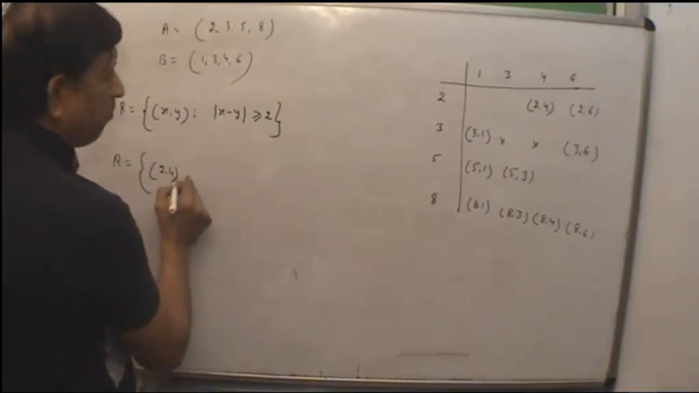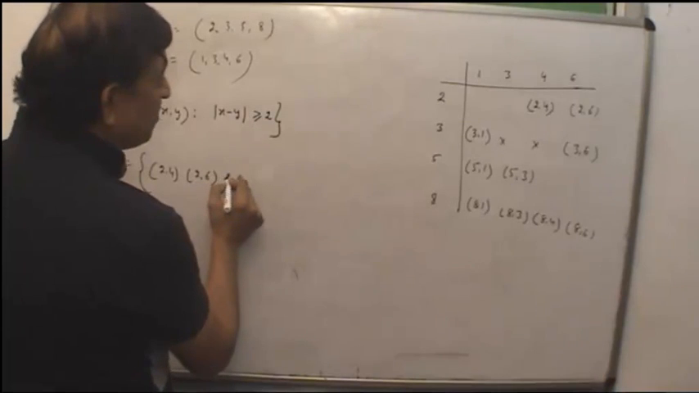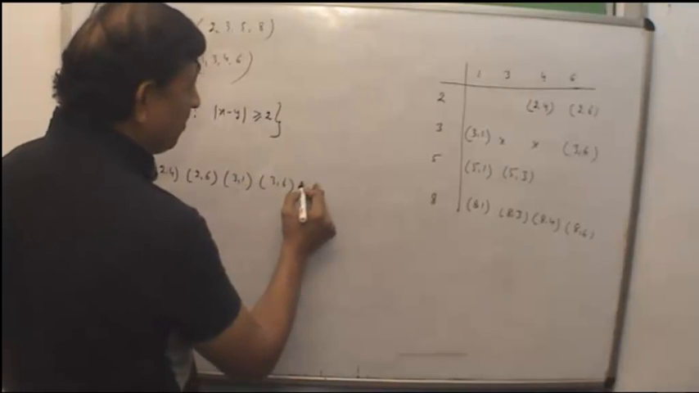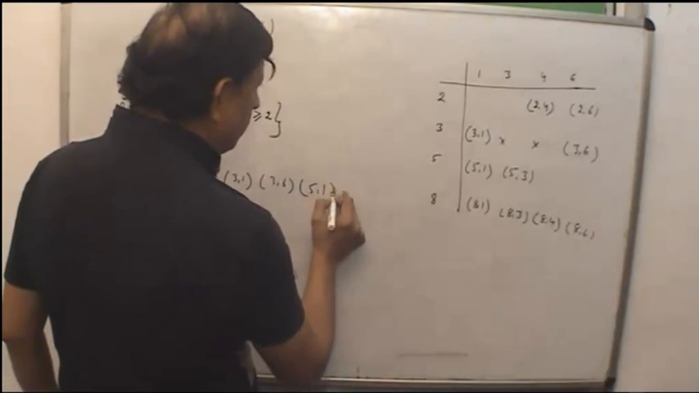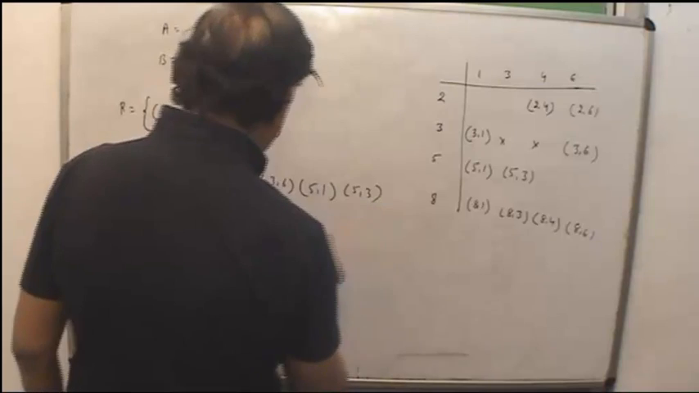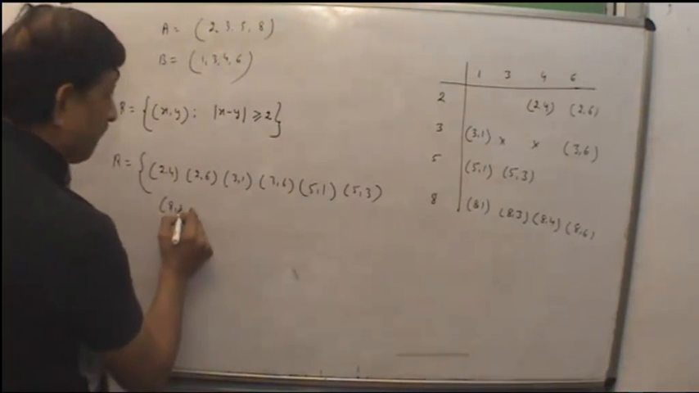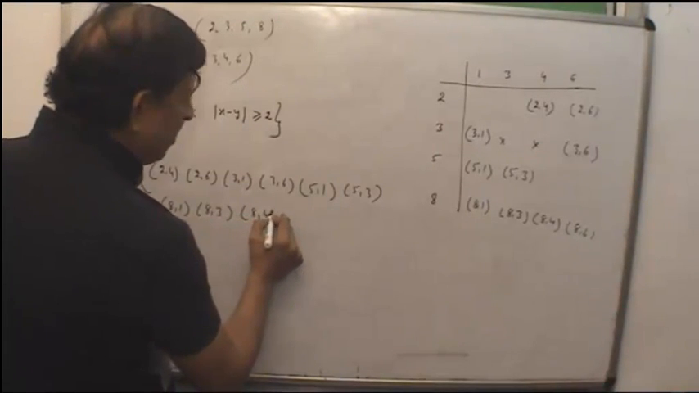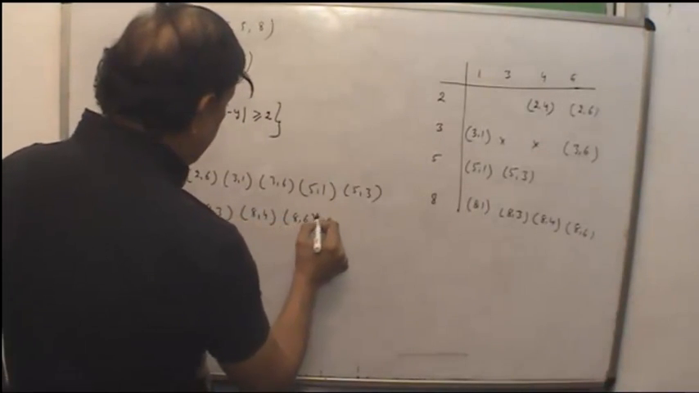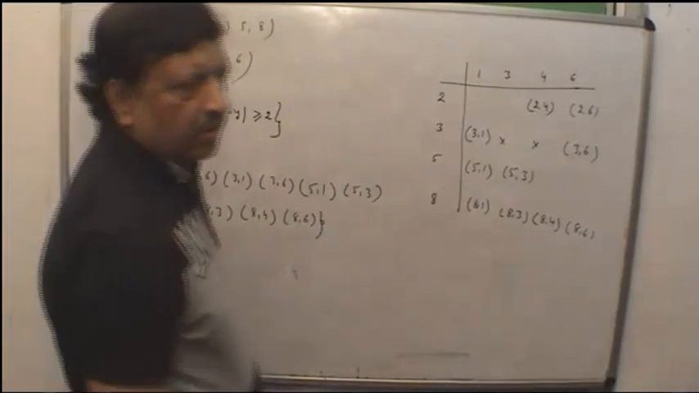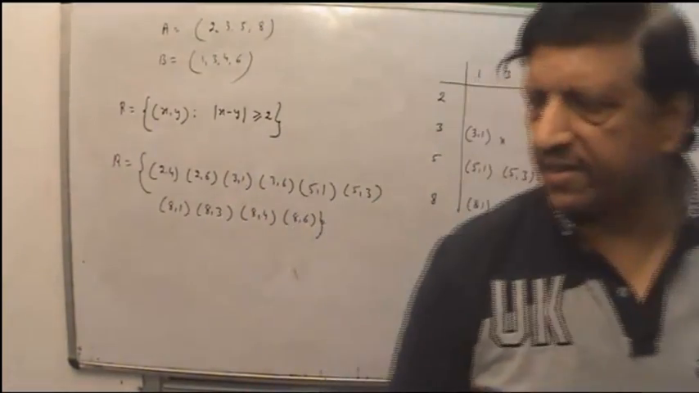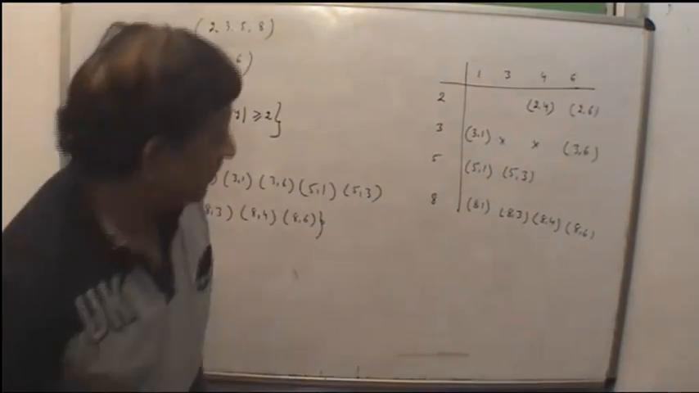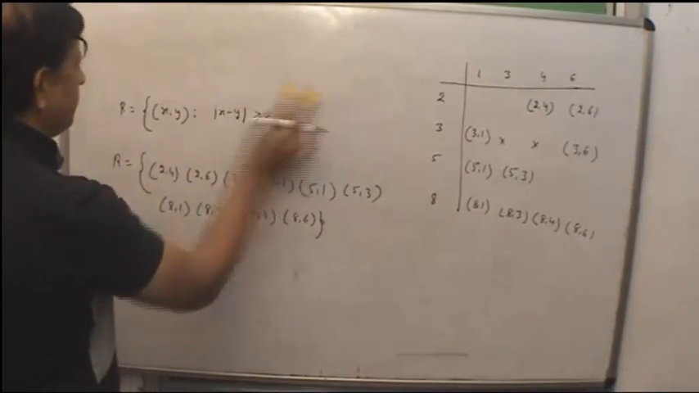(2, 4), (2, 6), (3, 1), (3, 6), (5, 1), (5, 3), (8, 1), (8, 3), (8, 4), (8, 6). So we can find its domain, range, and the inverse of this relation. Let us see one more example in this.